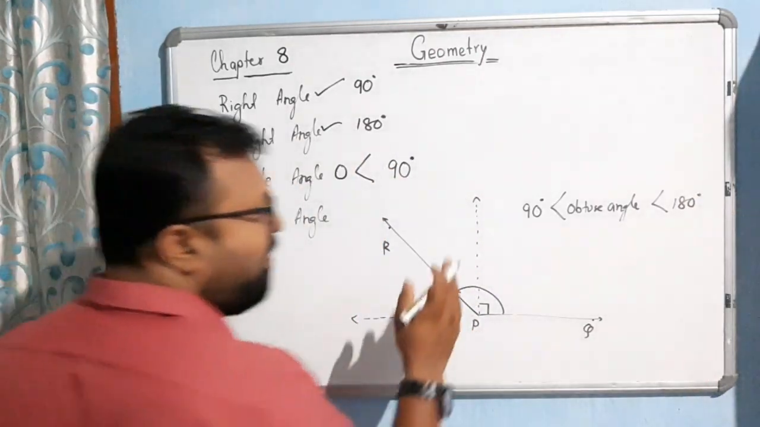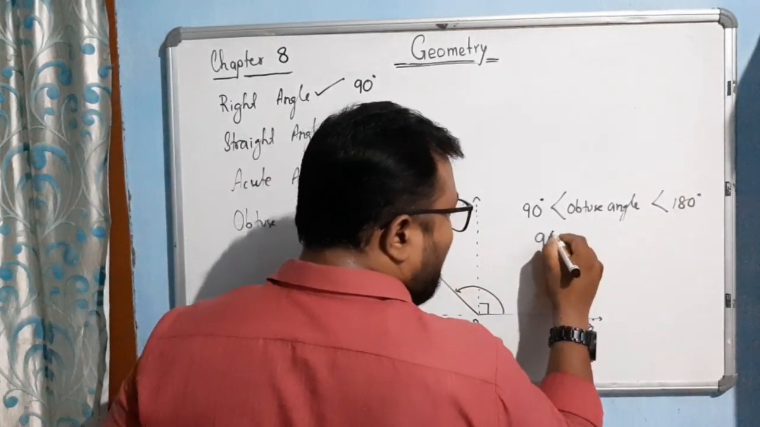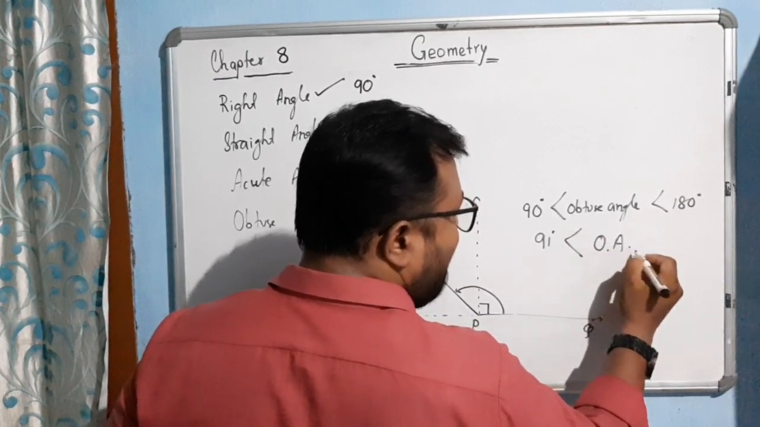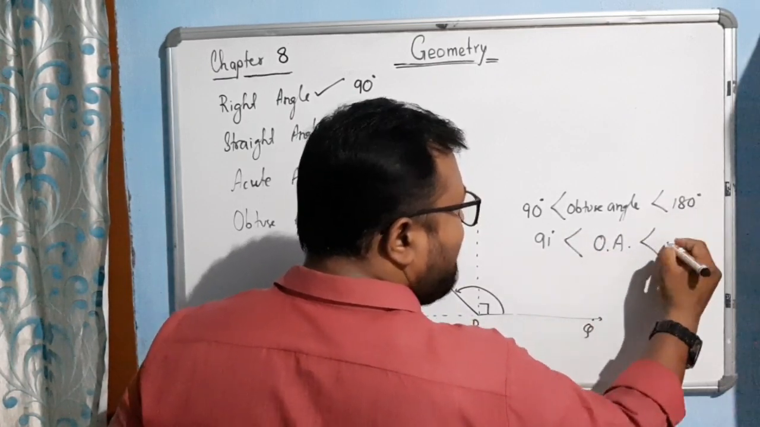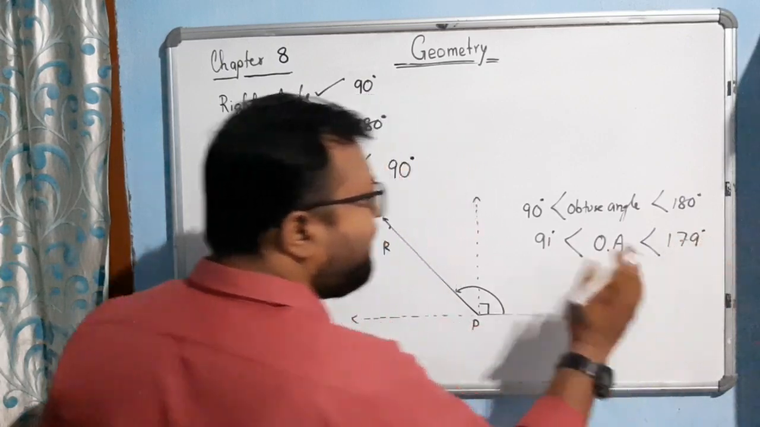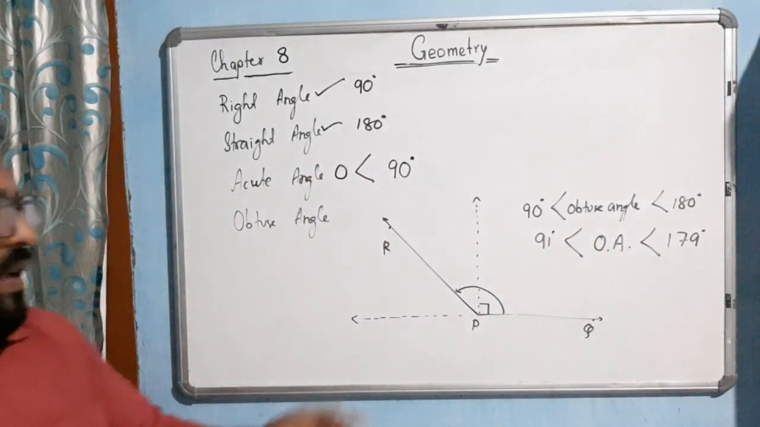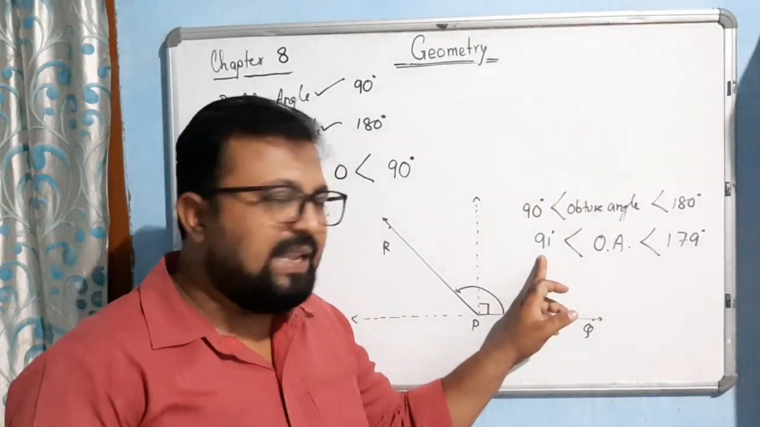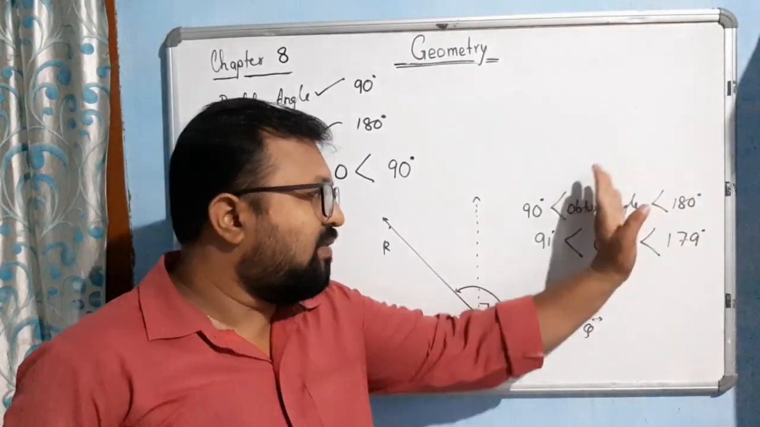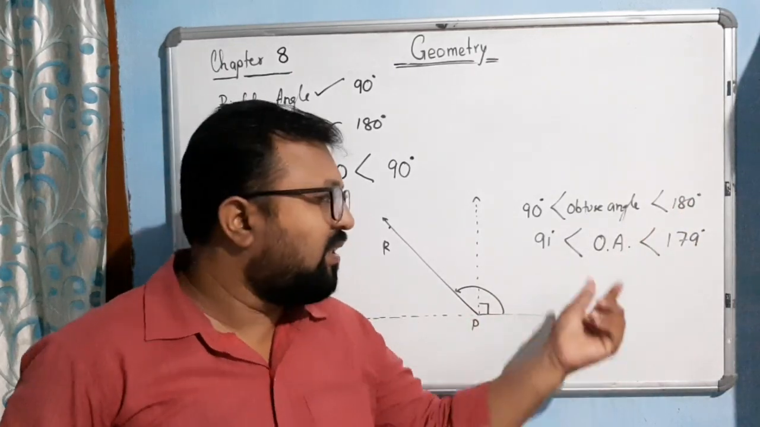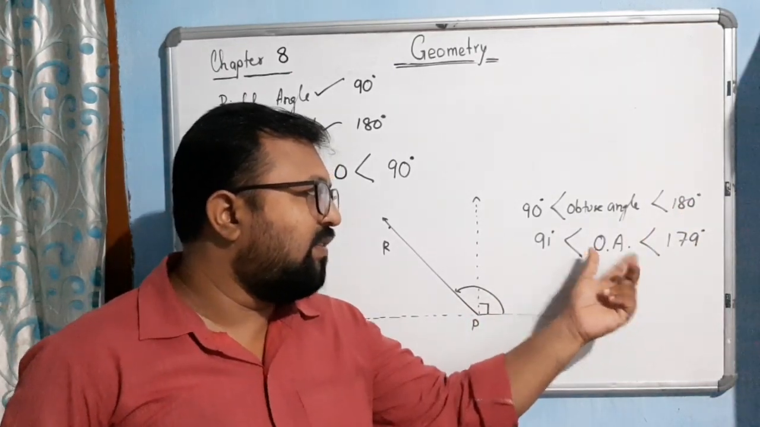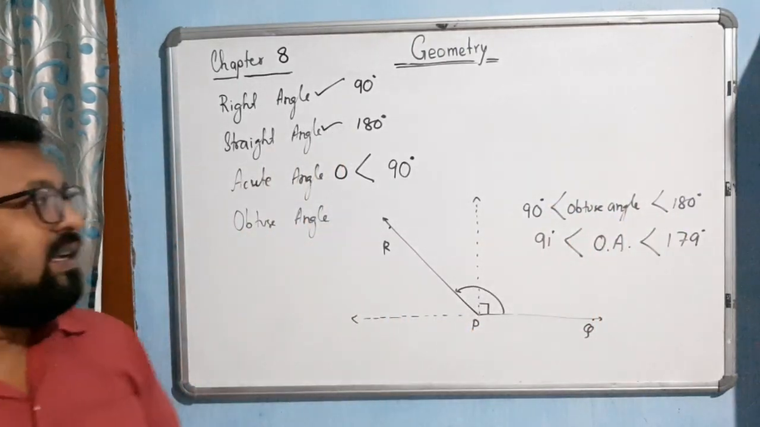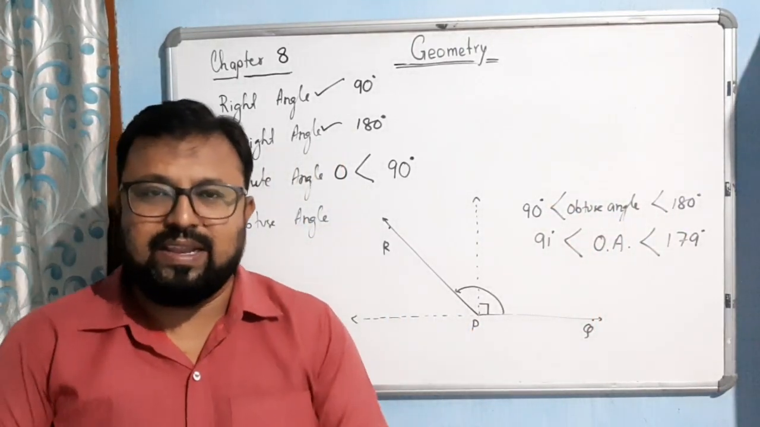For example, 91 degrees, this is an obtuse angle, and less than 179 degrees. Just for an example I am talking about. More than 90 degrees means 91 degrees at least if you take 1 degree, and less than 180 degrees is 179 degrees. So the range of obtuse angle will be more than 90 and less than 180 degrees. This is known as what? Obtuse angle. So I hope you have understood this one very clearly.